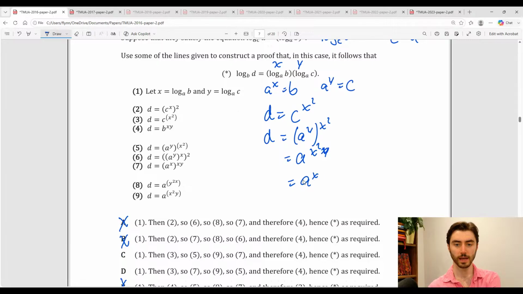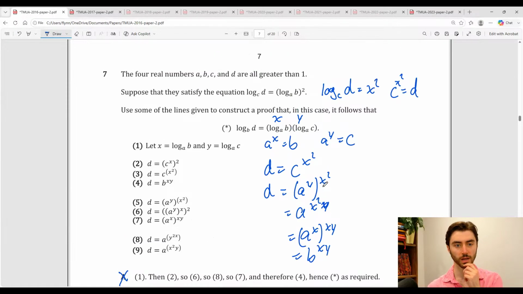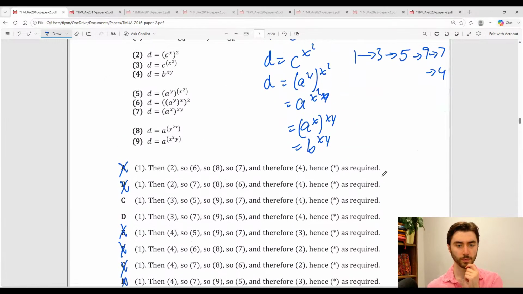So it's a to the x to the xy, which is equal to b to the xy. So that's what you want to do. In other words, we're going from 1 to 3 to 5 to 9 to 7 to 4. 1, 3, 5, 9, 7, 4 is C. That's wild, and I thought it was worth pointing out. It's kind of standalone.